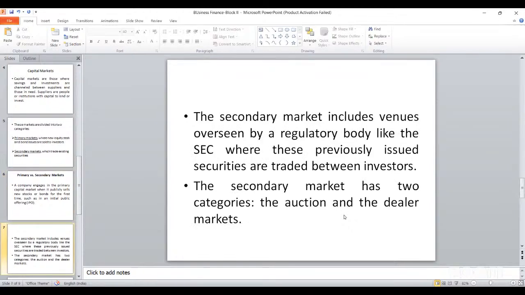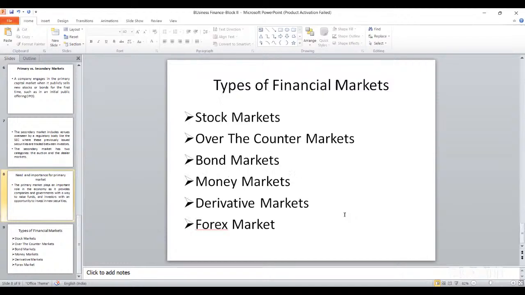Then in tomorrow's class, we'll continue with the functions of the primary market. This is also one of the important questions: types of financial market. Primary and secondary are different, and these are categories of financial market. In detail, you try to explain stock market and over the counter market by giving one small example.